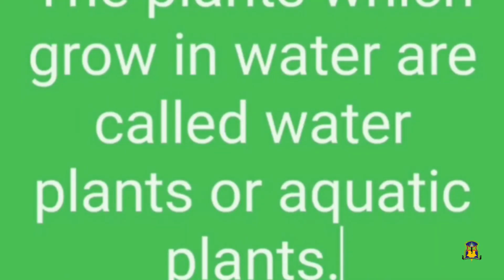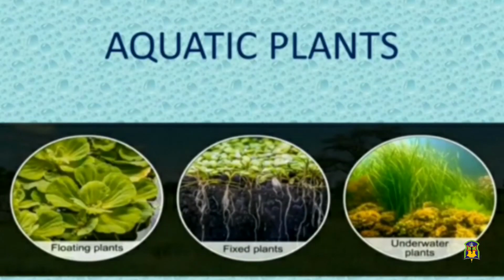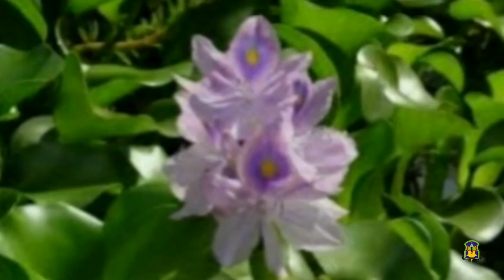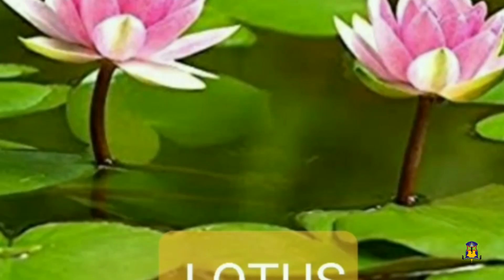Children, today we learned about aquatic plants. The plants which grow in water are called water plants or aquatic plants. There are three types of aquatic plants: floating plants, fixed plants, and underwater plants. Water hyacinth is an aquatic floating plant. Lotus is a fixed aquatic plant. Hydrilla is an underwater plant.